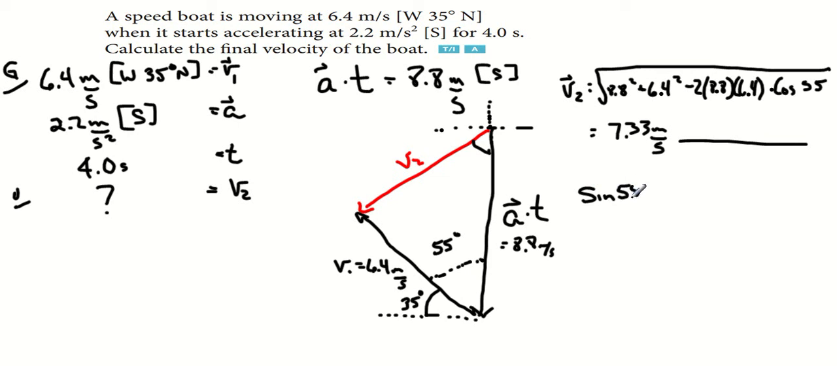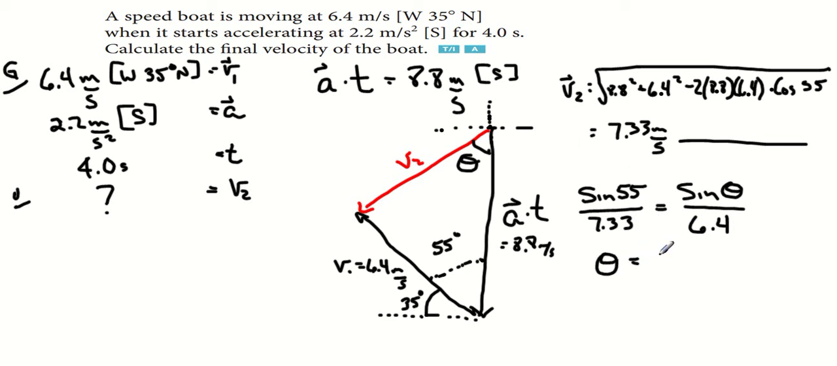So why don't we use sine law for that, and we'll write down that sine 55 degrees divided by v2, which is 7.33 as calculated, equals sine of theta divided by 6.4. And if you do that, you'll find that theta is equal to 46 degrees, which means that we can now determine that the second velocity is 7.33 meters per second south, 46 degrees west. And there's our answer.